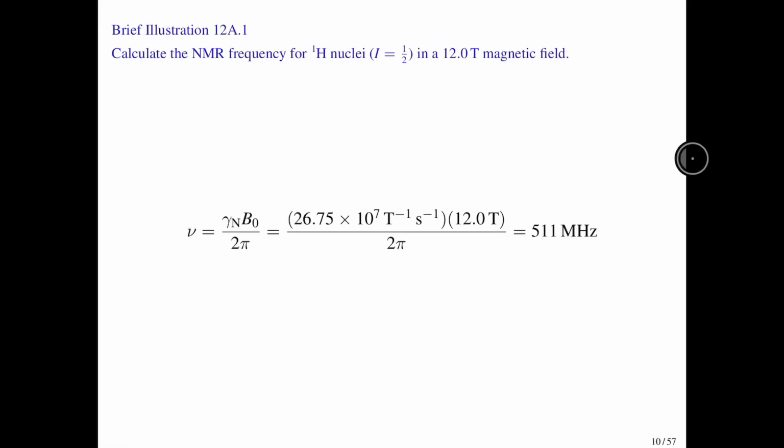In this calculation, we're just calculating the NMR frequency for a proton in a typical 12 Tesla magnetic field. So this would be a typical magnetic field strength for an NMR spectrometer. You need to look up the magnetogyric ratio for the proton, multiply by the field strength, divide by 2 pi, and that gives you the frequency, which you will find occurs in the radio range of the EM spectrum. So NMR spectrometers typically use radio frequencies.